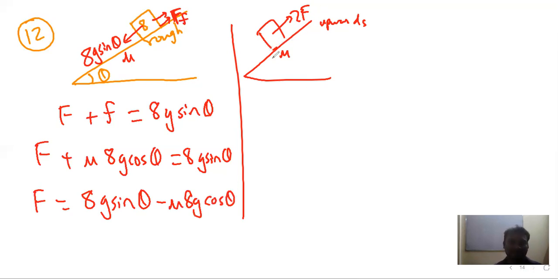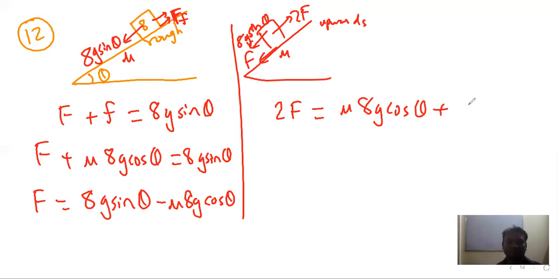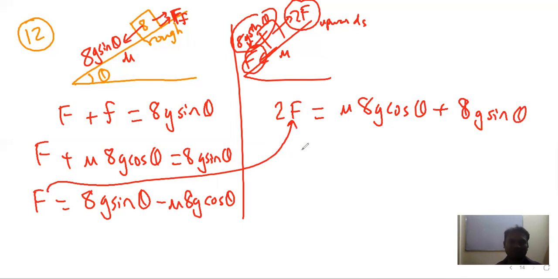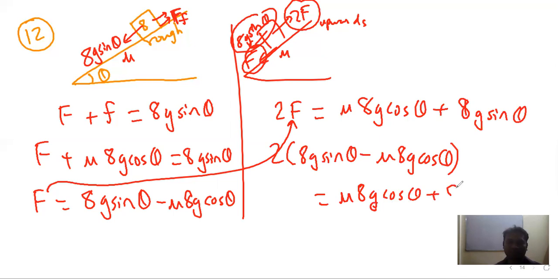Now, in this case, it slides upward. So friction is downward, and mg sin theta is downward. So the upward force 2F is mg sin theta plus the friction force, which is mu mg cos theta. If I substitute this value of F here, we get 2 into (mg sin theta minus mu mg cos theta) equals mu mg cos theta plus mg sin theta.